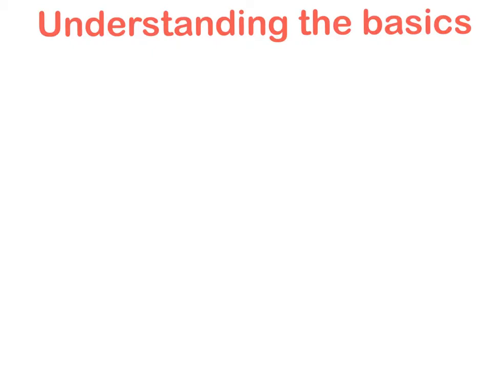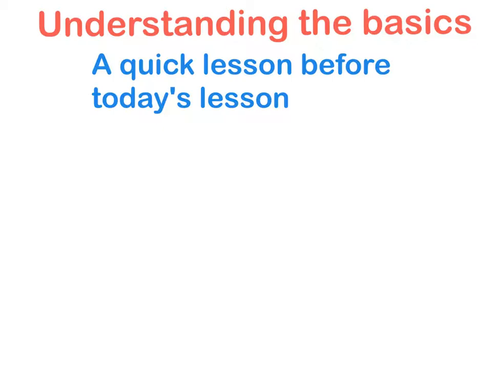So let's start by understanding the basics. In other words, we're going to do a quick lesson before today's actual lesson, okay? Let's start out by understanding multiplication. Now we already know how to multiply integers, like -3 times +2 is -6. But let's take a look at multiplying variables.